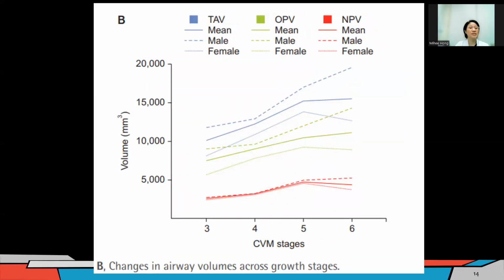All airway volumes increased gradually from CVM stage 3 to stage 6. For female subjects, it increased gradually and reached its peak at stage 5, whereas in male subjects, it kept increasing until stage 6. From our result, the mean value of the airway volume is higher in males than in females. But the differences were statistically significant only at age of 18 to 19 and CVM stage 6.